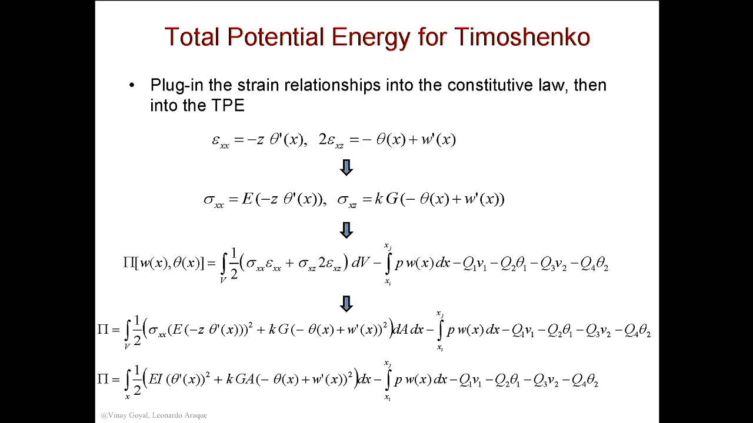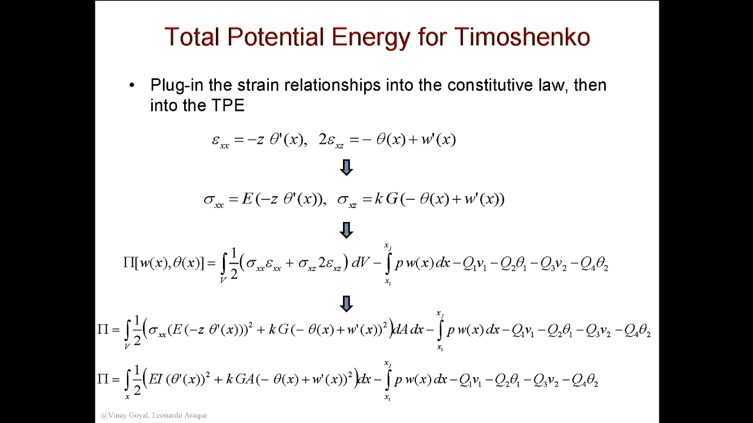the strain displacement relationships into these stress strain relationships, which I can do very quickly because sigma xx is E times epsilon xx, and epsilon xx is this, so I can plug it in. Sigma xz is kg times gamma, the engineering strain, which I have calculated as minus theta times W prime x. I can plug it in there quickly. You see that? Fairly quick. So I can do that.